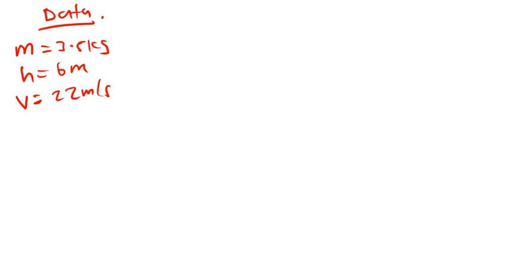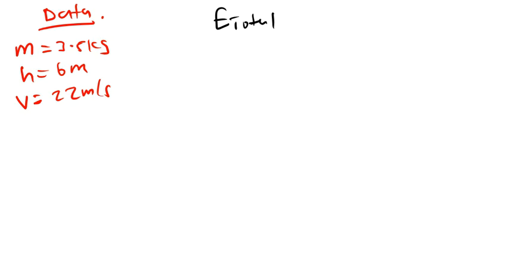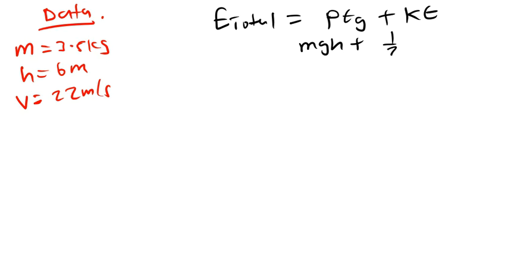Another thing that you need to know is we have said the total energy. They are saying the total energy of the cannonball is the sum when you add the gravitational potential energy relative to the surface of the sea and the kinetic energy. So when you add these two, you'll be able to find it. The gravitational potential energy is mgh. The kinetic energy is half mv squared.